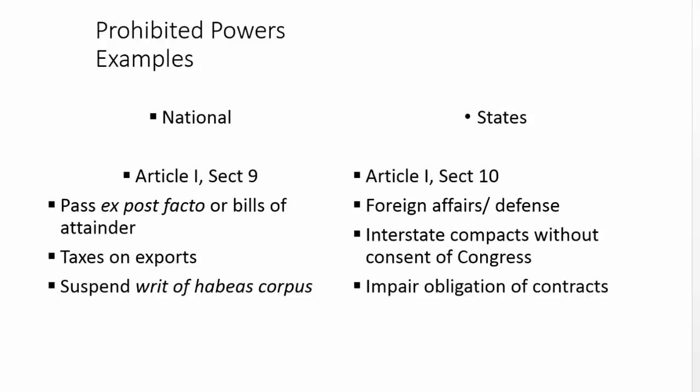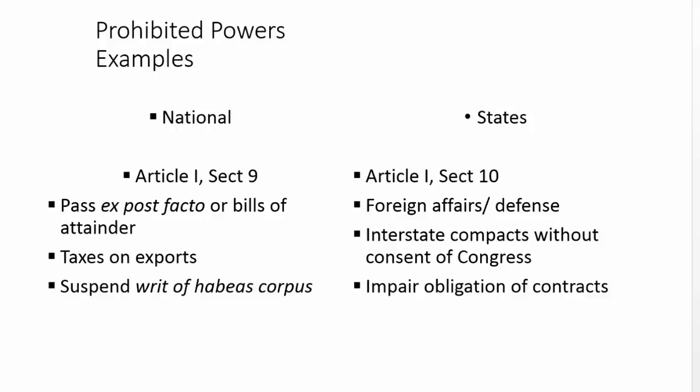Both the national government and the state governments are prohibited from certain kinds of powers. The national government is prohibited from ex post facto laws, that is, laws which make something illegal after it's been done. Taxes on exports, a part of the compromises of the Constitutional Convention, are suspending the writ of habeas corpus, and later we'll explain what a writ of habeas corpus happens to be, except in very dire circumstances.